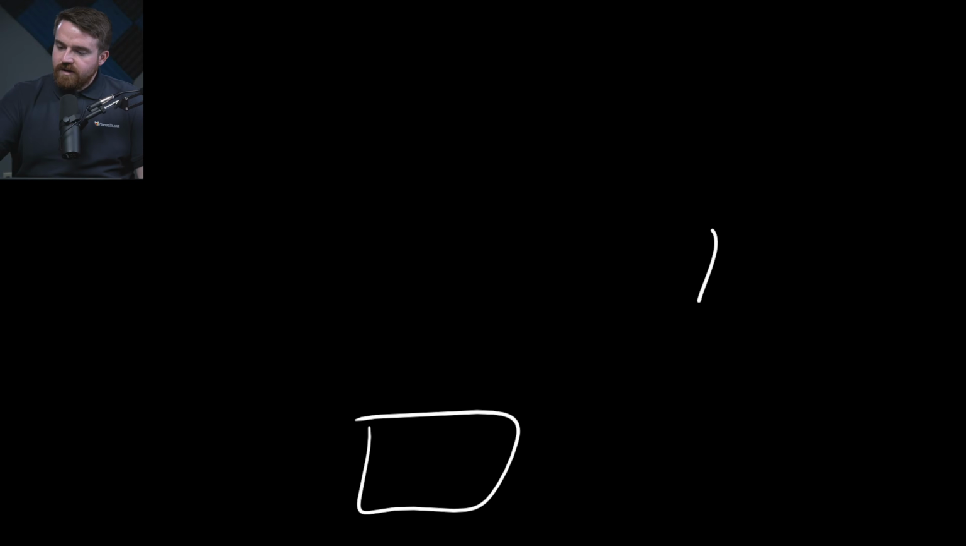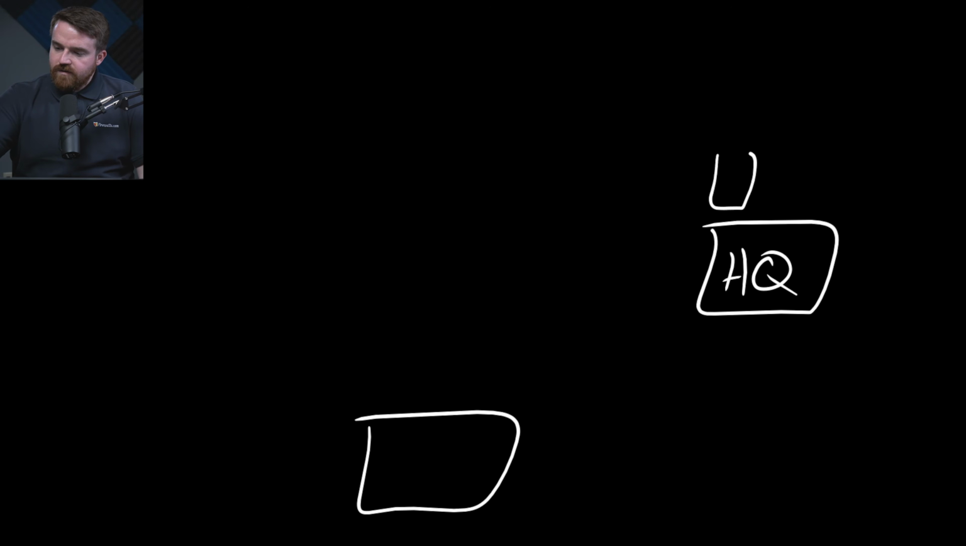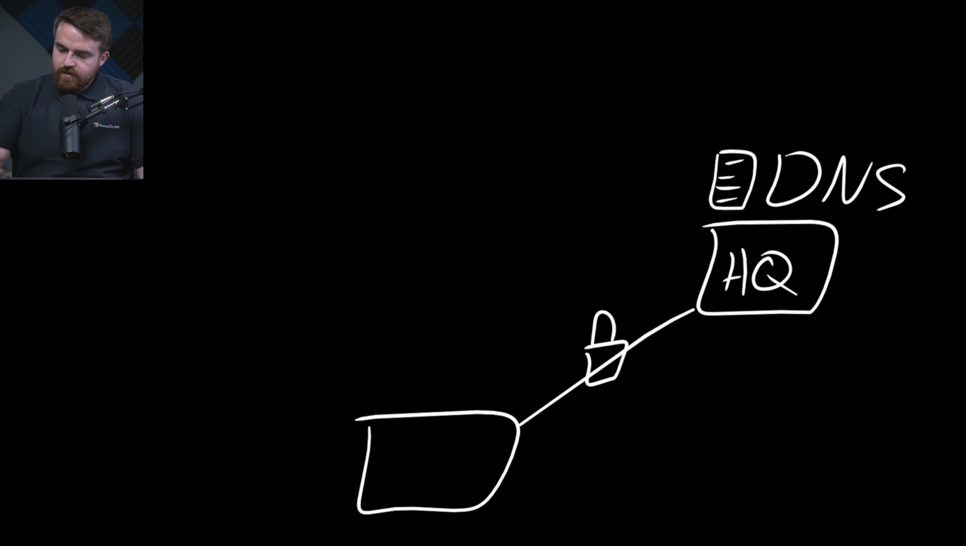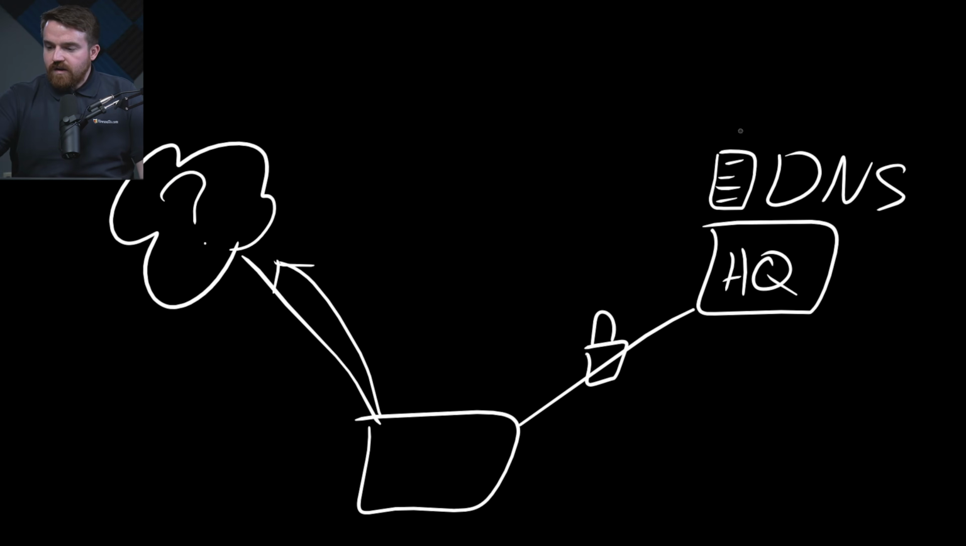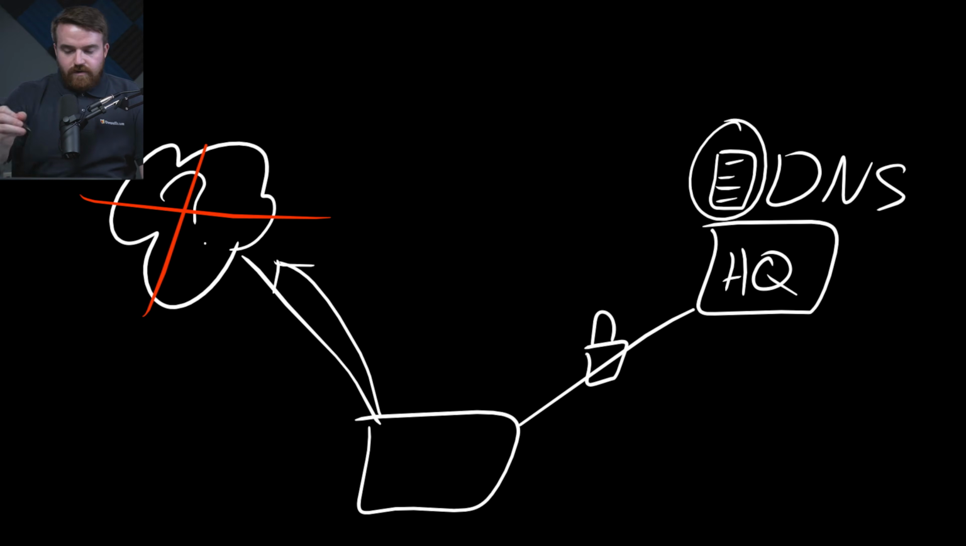So we have our location and our headquarters, and we are hosting some internal applications including DNS. We have an IPsec tunnel in between the two and our internet connection. Now by default, all user queries of DNS are going to go over to the internet to resolve. The problem is our internal applications are not on the internet, so that will not work.